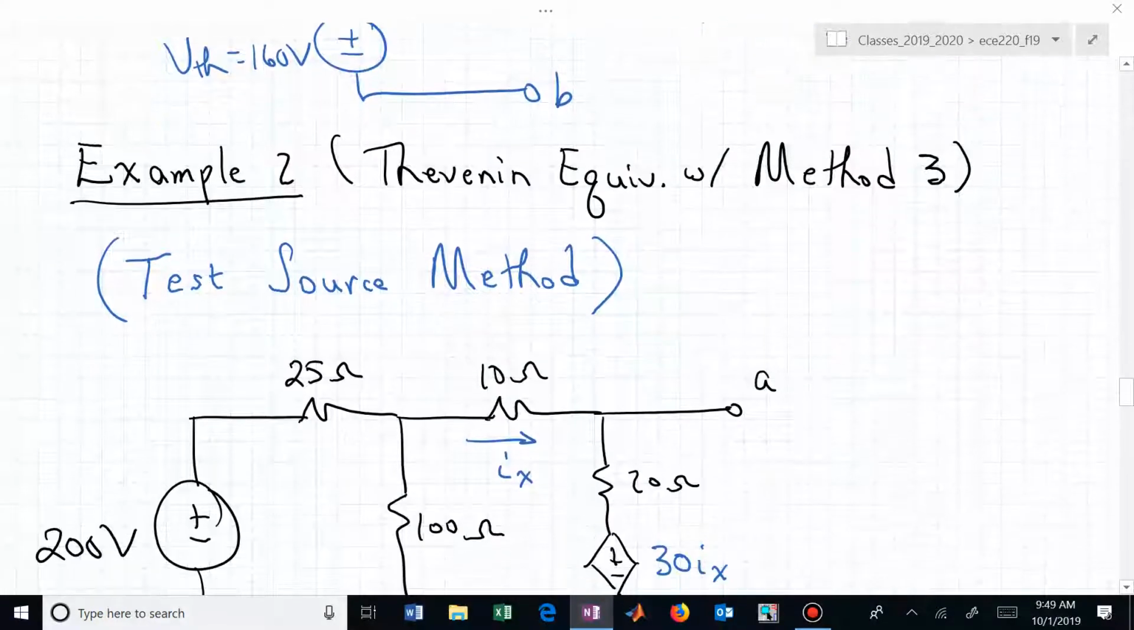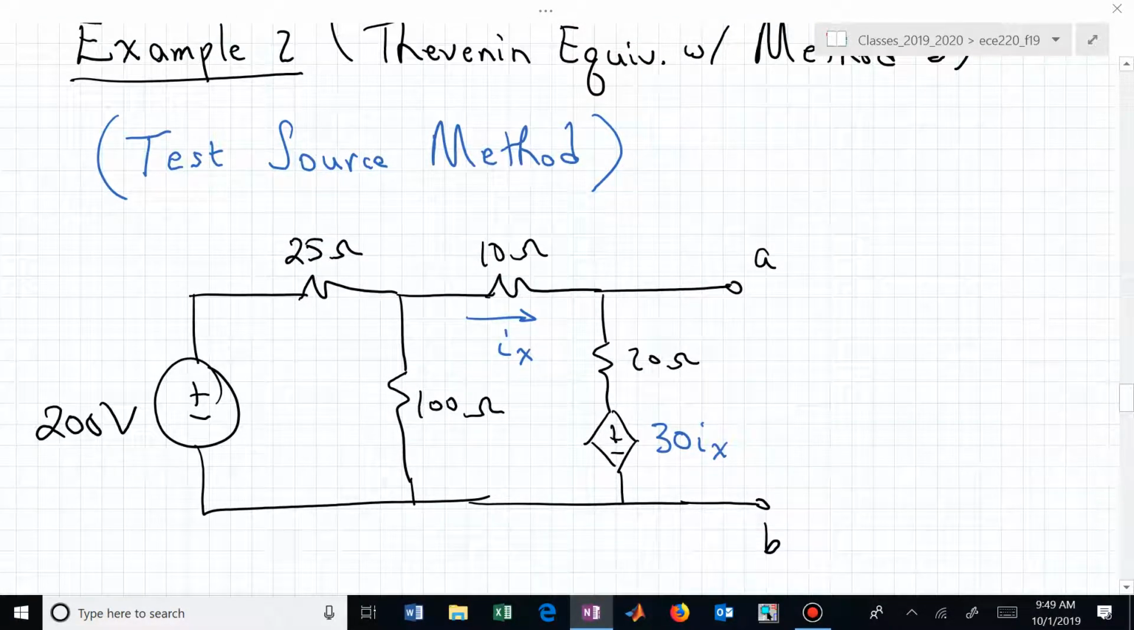Let's look at method 3, the test source method. I'm sure you all just remember this particular circuit. We analyzed this circuit with the direct method, so we now have a way to test our work if we want to. If you go back a couple of lectures prior, you should find the Thevenin equivalent that we obtained for this particular circuit. Now we're going to use a different strategy to find that same Thevenin equivalent. So you don't have to just use one method to solve these particular problems.